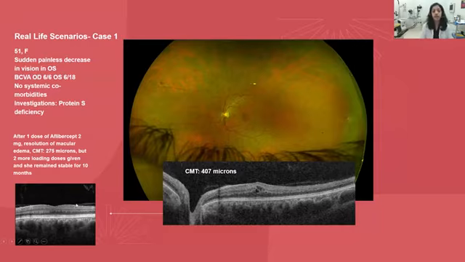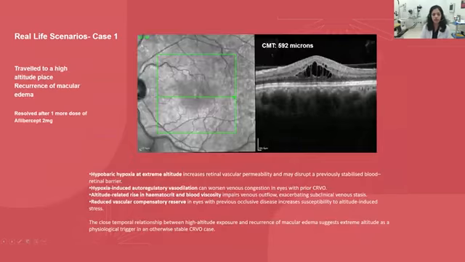So what happened is she traveled to a higher altitude place, and there's a recurrence of macular edema. This is a very, very rare cause of recurrence of macular edema in RVO. I gave her one more dose of aflibercept 2 milligram, and she did very well with that.